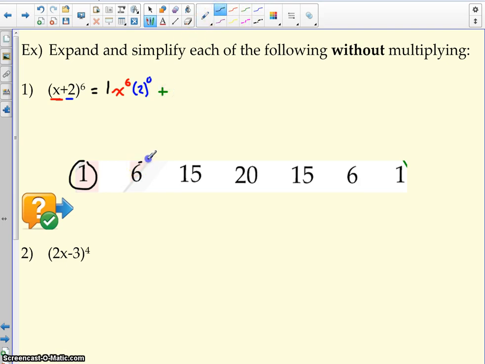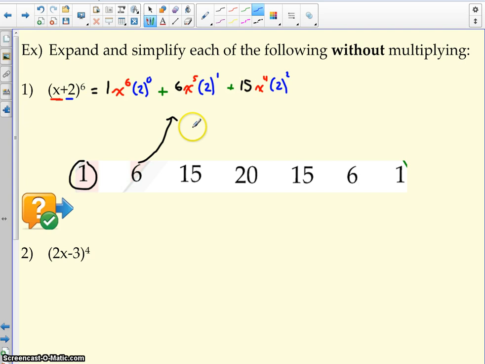Now I'll do my next term. My next coefficient is 6. So once I have 6, I take x and subtract 1 from the exponent, x to the 5. Then I multiply that by my second term, which is 2, and add 1 to the exponent, so now it's 2 to the 1. And you continue following the same pattern. The next coefficient is 15, so I get 15 x to the 4, and then it's going to be 2 squared.